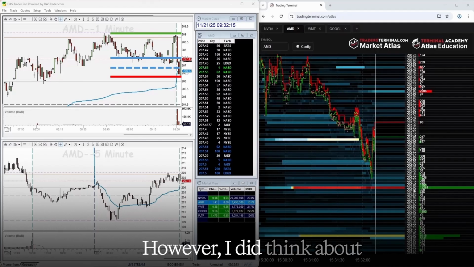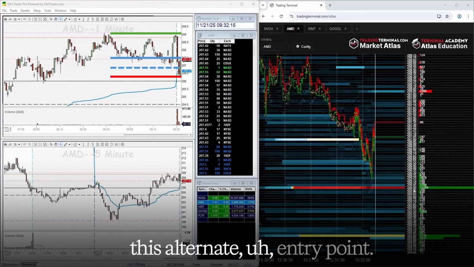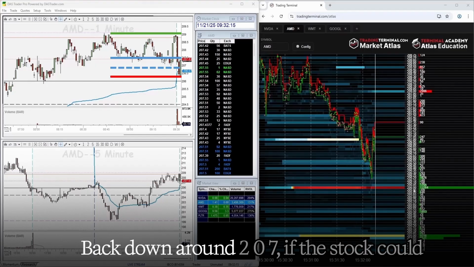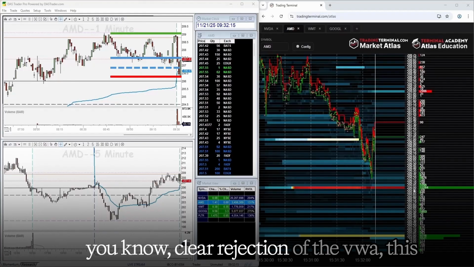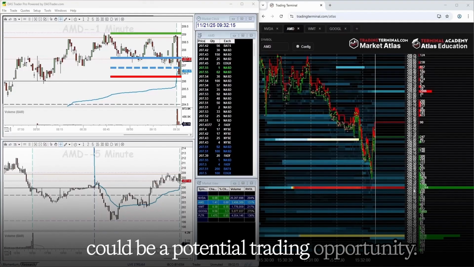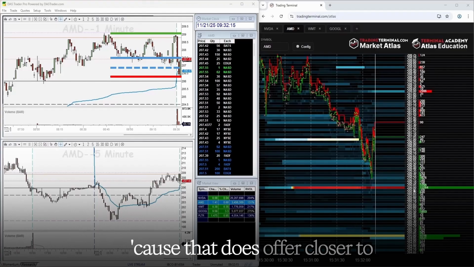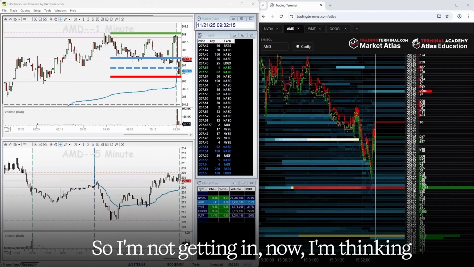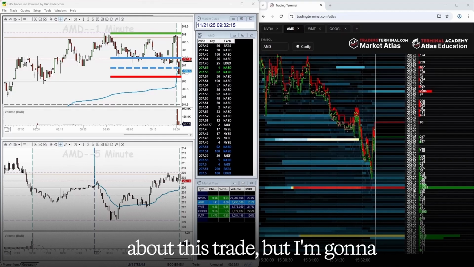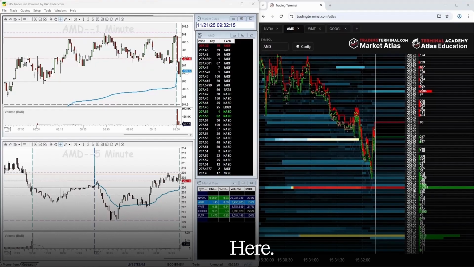However, I did think about this alternate entry point back down around 207 if the stock could sell off a little bit here, but still keep that clear rejection of the VWAP. This could be a potential trading opportunity because that does offer closer to a 3-to-1 risk to reward. So I'm not getting in now. I'm thinking about this trade, but I'm going to watch and see how the stock reacts here.